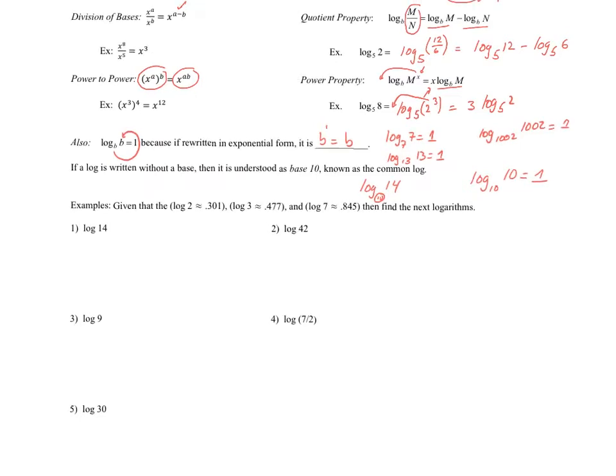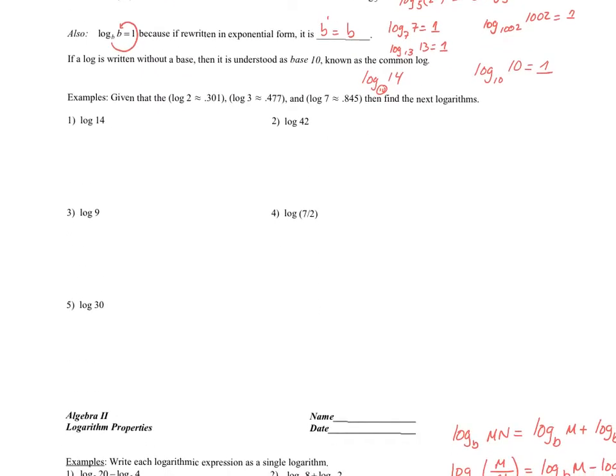Okay, so let's take a look at how we might see these properties in action. I've given you some logs here, and if you had taken your calculator and typed in the log of 2, you'd get a number that's not exactly equal to, but approximately equal to 0.301. And again, what does this mean? This means that if you raise 10 to the 0.301 power, you're going to get 2, again approximately, because it's not exactly 0.301. Same thing if you type log of 3 into your calculator, you're going to get 0.477, because 10 to the 0.477 power equals 3. And for the log of 7, you're going to get 0.845.